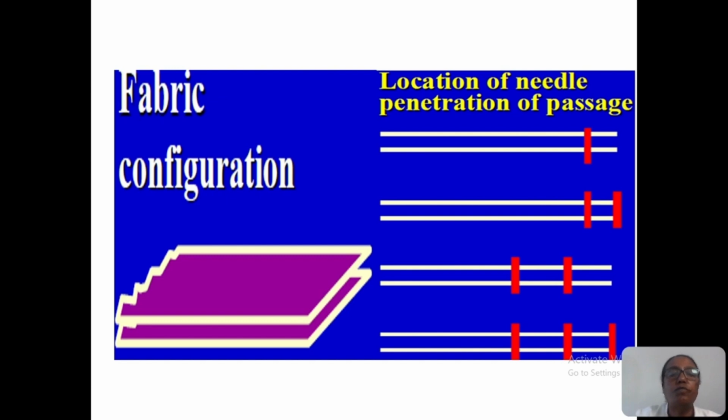For the fabric configuration of this superimposed seam, you see in this picture one piece of fabric overlapped onto another. Then use a seam allowance of 5/8 inch or 1.5 centimeter, which is enough. The location of needle penetration passes through the red one, this one. This is assumed as one fabric, the upper and the lower fabric overlap, then stitch here.